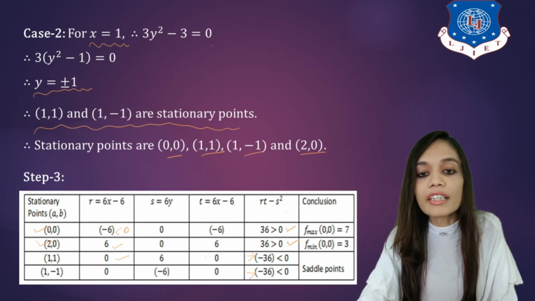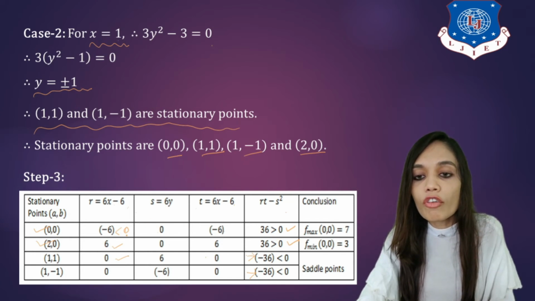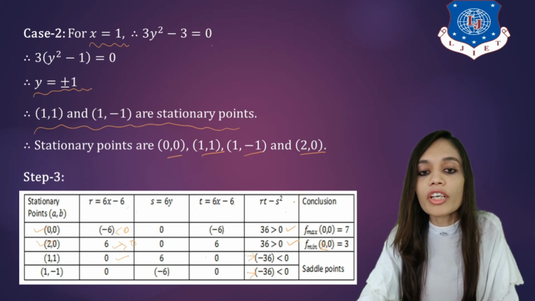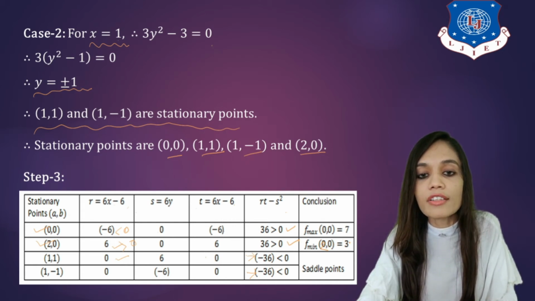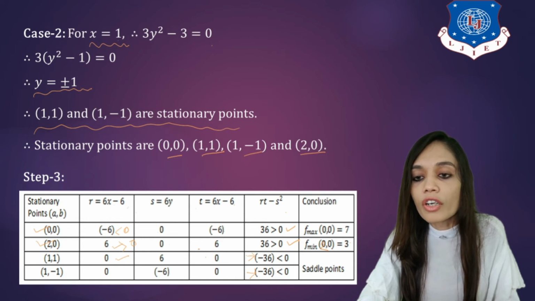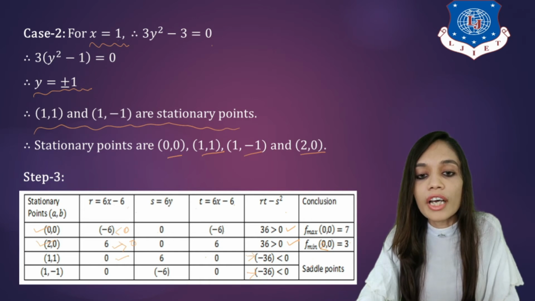Similarly here too you are getting rt minus s square as greater than 0. So check the value of r. Here also we have greater than 0. So both are greater than 0, so we will get a minimum value at point 2, 0. Put this point 2, 0 in our question, so you will get your answer as 3, which is your minimum value. And here rt minus s square at the points 1, 1 and 1, minus 1 is less than 0 for both. So here we are getting saddle points, right?